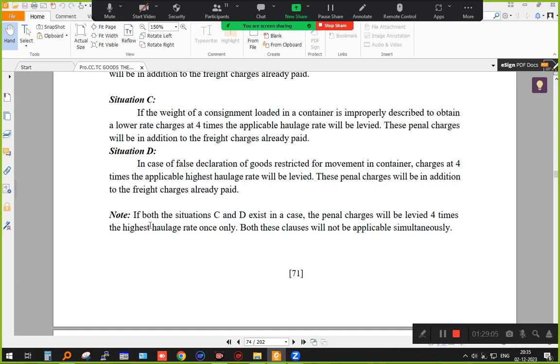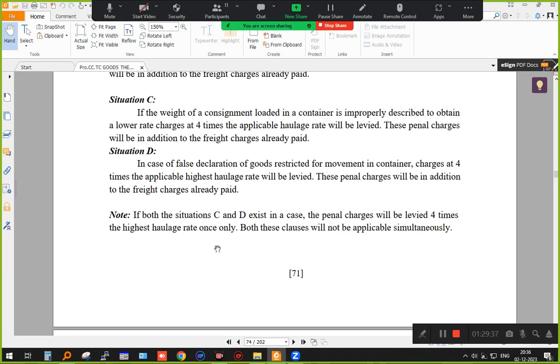See here, haulage rate and freight are one and the same. What is the difference between freight and haulage? Haulage means, sir, without consignments, an empty rack is going from the originating place to the destination. That is not the concept here. Empty haulage charge is different.